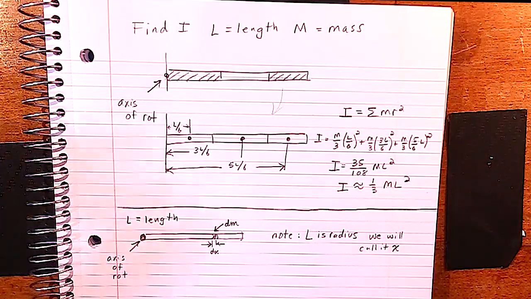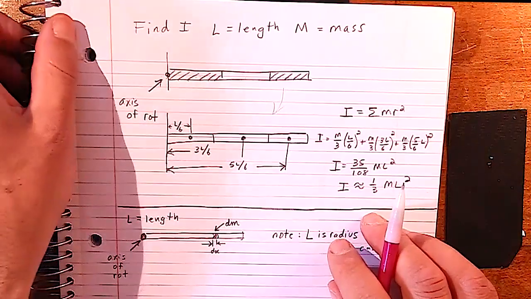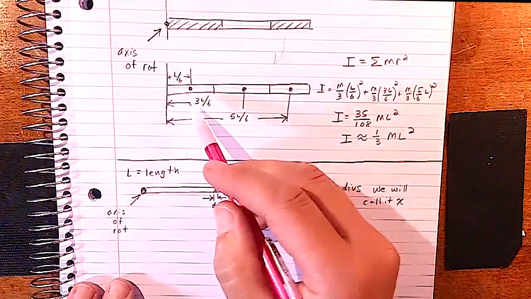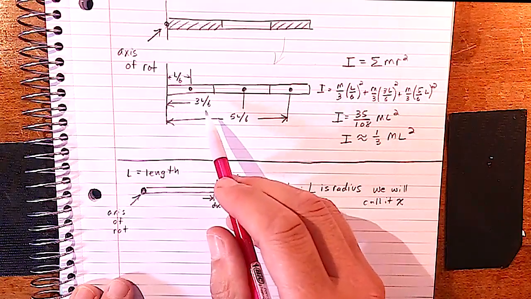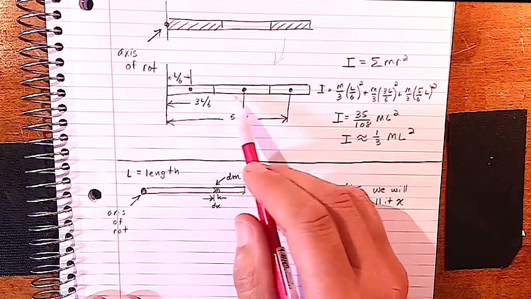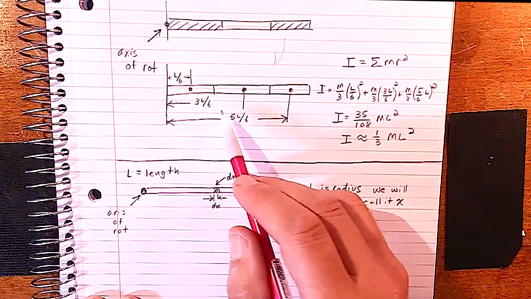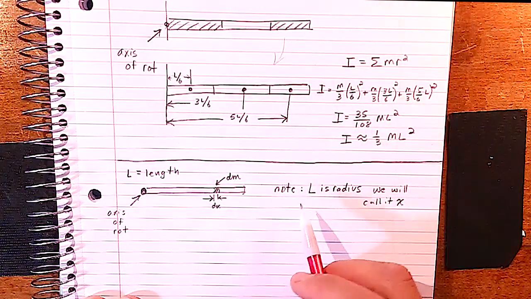So we can do this sort of cheesy method to figure it out, which is to break it up into 3 chunks. And those 3 chunks, we can say the center of mass of each chunk has a certain position, L over 6, half of L, or 3L over 6, and 5L over 6, breaking this up into 6 chunks.